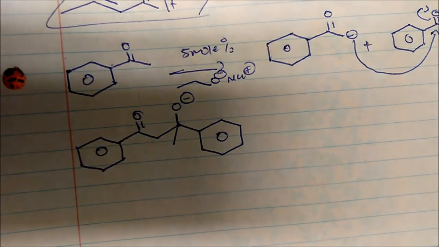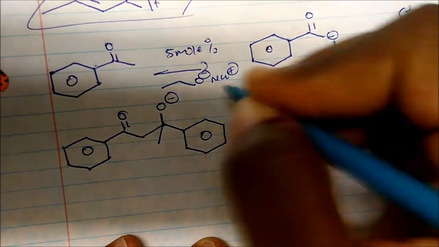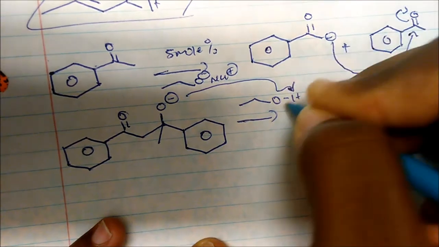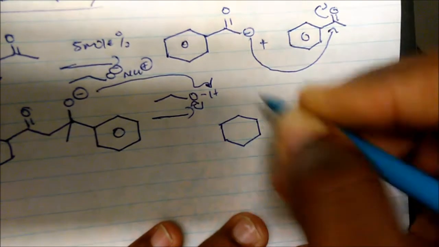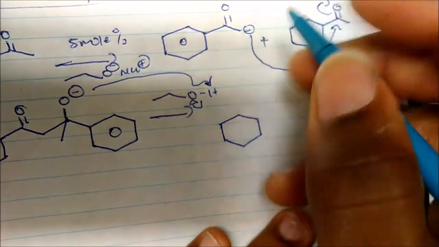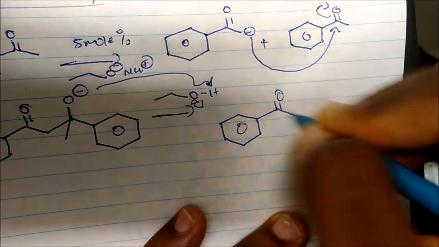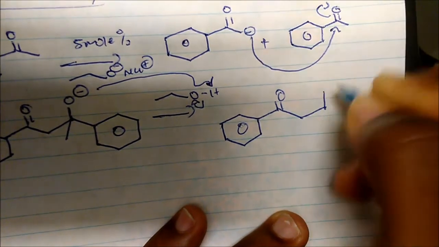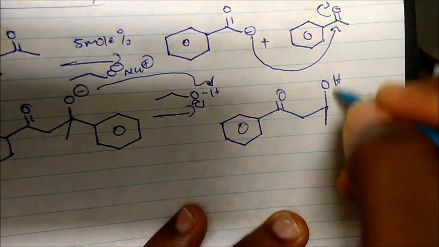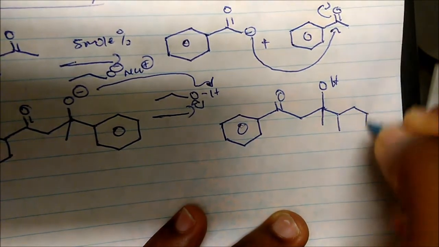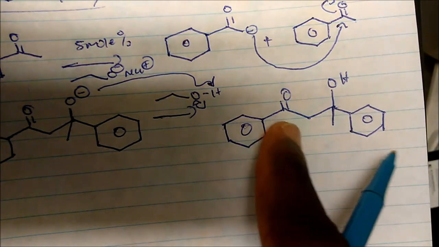Now what happens at the end? Ethanol, this will take a hydrogen from ethanol, and form ethoxide back in solution. And so we come to the beta hydroxycarbonyl. So we get our ketone that now has an alcohol. There's my CH3 group here, and then we have the phenyl group here. So you could see the pattern. We're creating alcohols adjacent to the carbonyl.